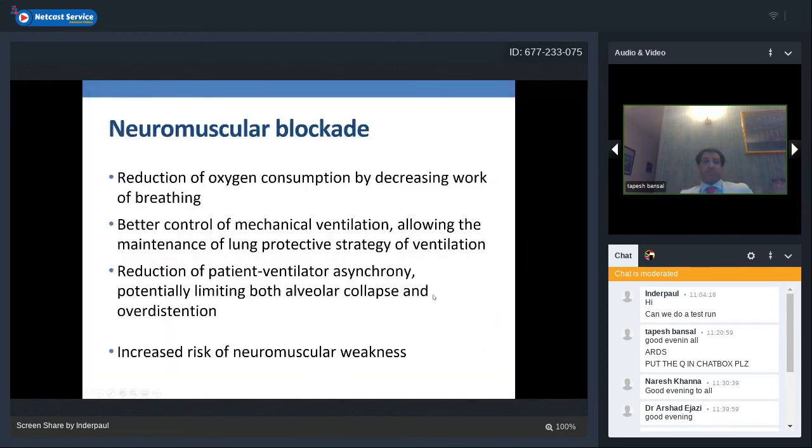So once the decision to prone the patient has been taken, another question that comes to one's mind is whether we should be using neuromuscular blockade. The theoretical rationale behind it is that it reduces oxygen consumption by reducing the patient's work of breathing. It helps us to control the mechanical ventilation properly. It reduces patient-ventilator asynchrony and thus avoids repeated alveolar collapse and overdistension. However, it also increases the risk of neuromuscular weakness if used for a prolonged duration.